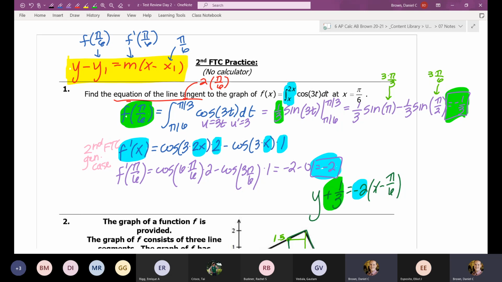This question could very well have been a calculator question. It probably would have made it a whole lot easier if you could have done that whole first step of f of pi over 6 in the calculator. You still would have had to find the derivative by hand because that requires knowledge of the second FTC, but then you could use your calculator to evaluate it. But I'm practicing it with no calculator, also to review how we find antiderivatives. Questions on that problem?